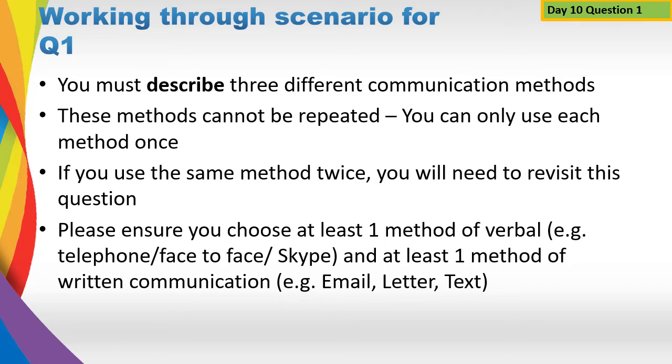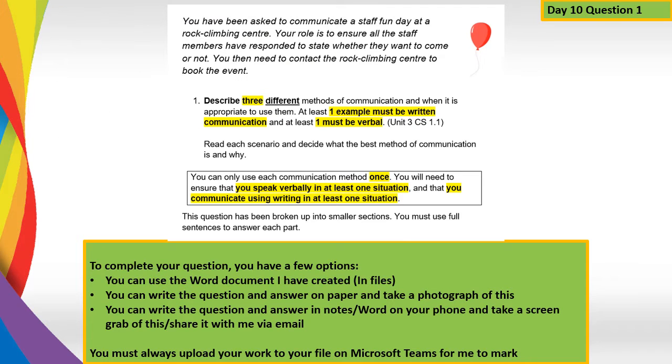Another rule to this question is you need to make sure that you have at least one method of verbal communication and at least one method of written. So, you need to describe 3 different methods of communication. One must be written, one must be verbal, and they all have to be different to one another.